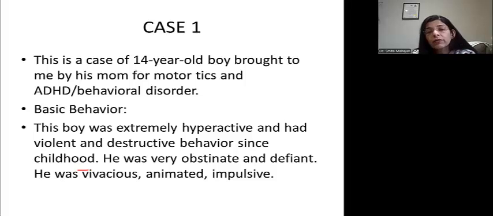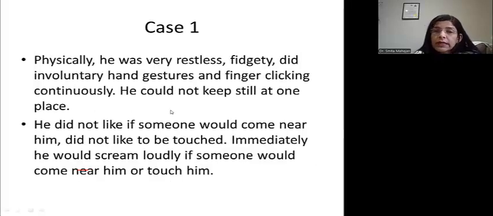And he is very defiant. He doesn't listen to what people are saying. He doesn't like to be told. He will do whatever he likes to do. Physically he was very restless and fidgety. He did involuntary hand gestures and finger clicking. Continuously his hands were moving and he was finger clicking like this, so he could not keep still in one place.